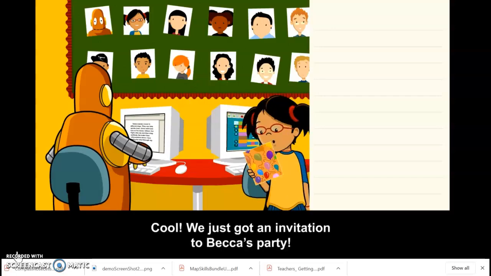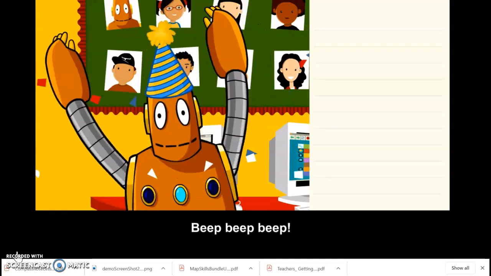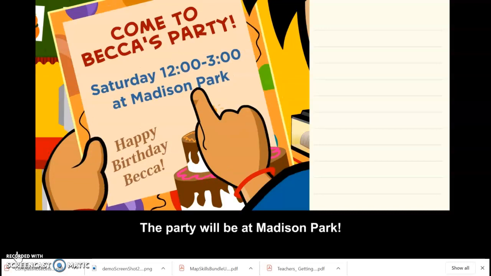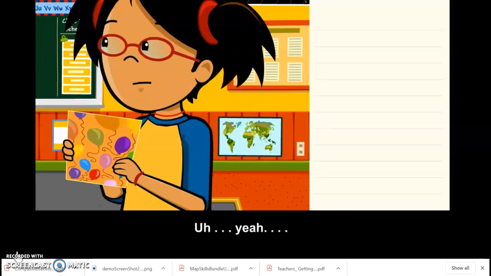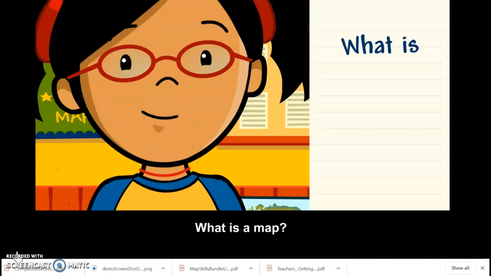Cool. We just got an invitation to Becca's party. The party will be at Madison Park. Yeah, I'm not sure where that is either. We better look at a map. What is a map?